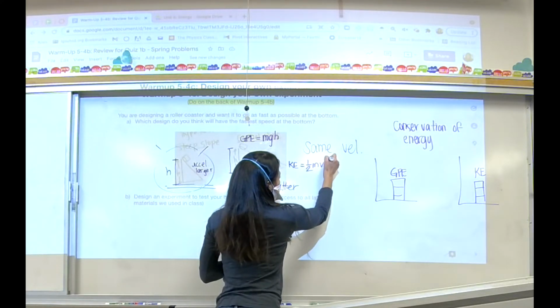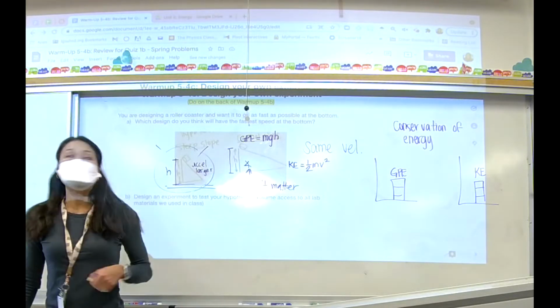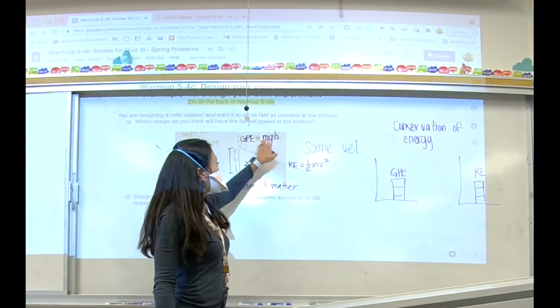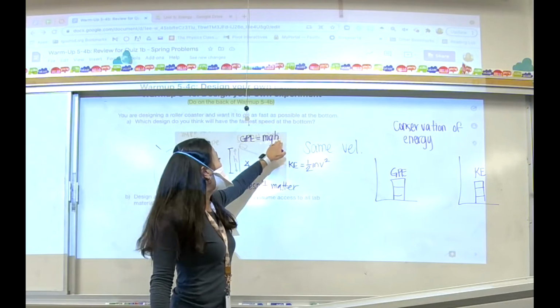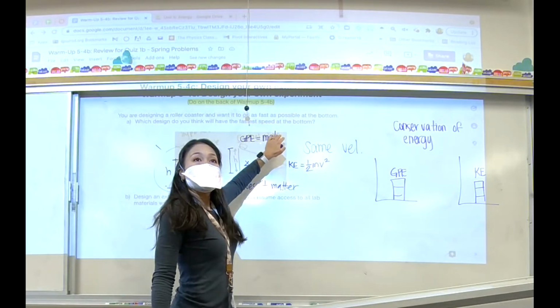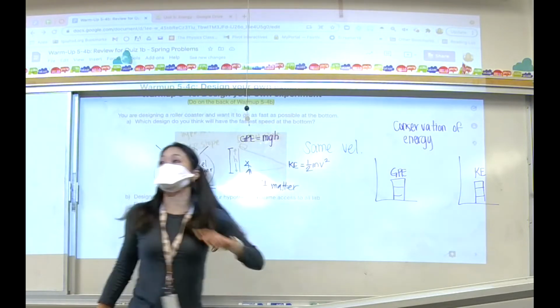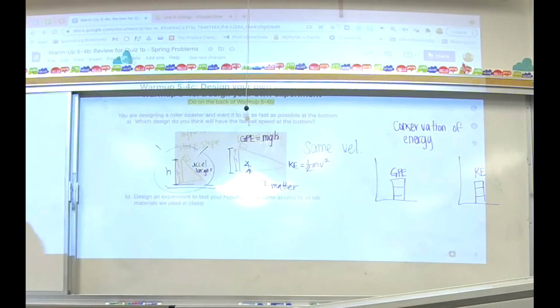And again, the mass is going to stay the same, obviously. Gravity is going to stay the same. Therefore, height is what is proportional to your velocity squared. So that is the only factor that can change your speed at the bottom.